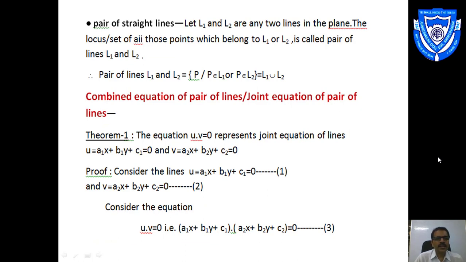Now let us discuss the title pair of straight lines. We know that a straight line can be drawn on paper. It is a geometrical picture, and a straight line consists of infinitely many geometrical points. Each straight line itself is the collection of geometrical points. So if you take two straight lines, say L1 and L2, in the plane, L1 represents a locus or set of geometrical points. Line L2 also represents a locus or set of geometrical points.